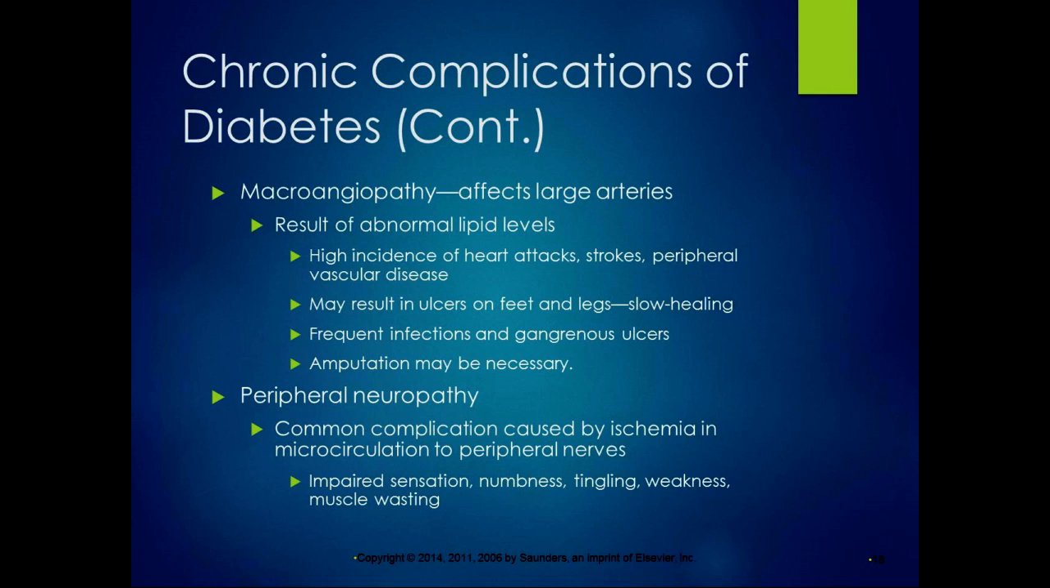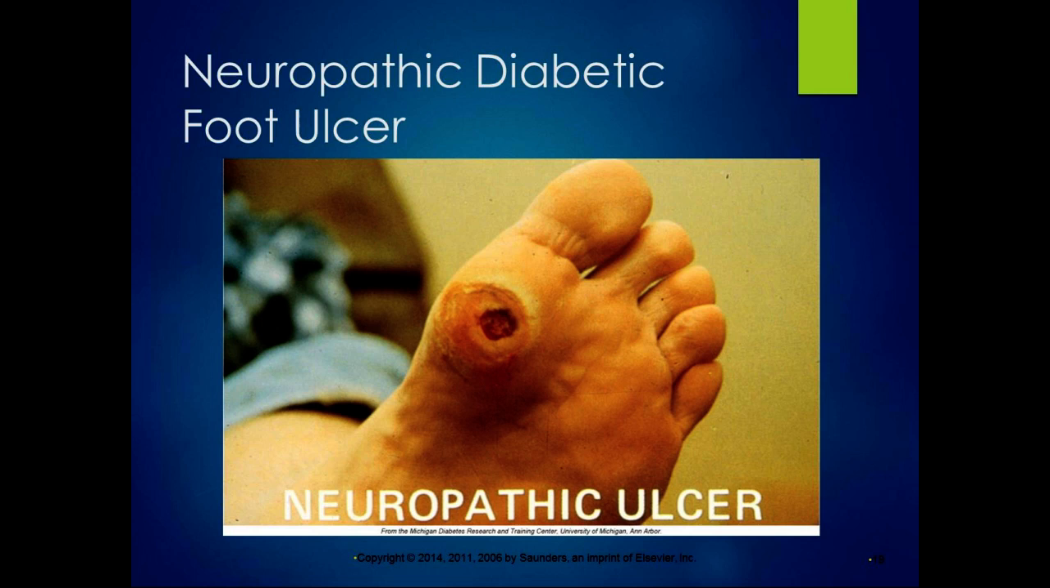It's also one of the leading causes of peripheral neuropathy. It's a common complication caused by ischemia in the microcirculation to the peripheral nerves. So you get impaired sensation, numbness, tingling, weakness, and muscle wasting because the neuromuscular junction is affected. So this is a neuropathic ulcer.